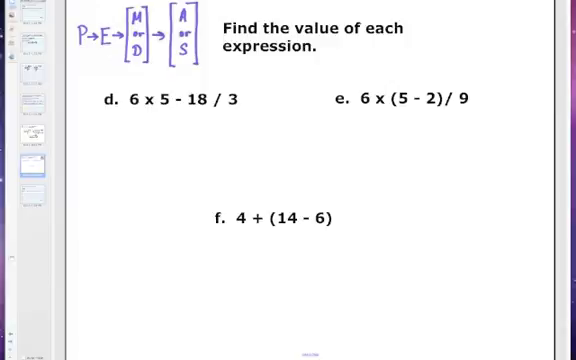I want you to copy and solve the following 3 expressions in your notebook using order of operations. Press play when you're ready to check your work.